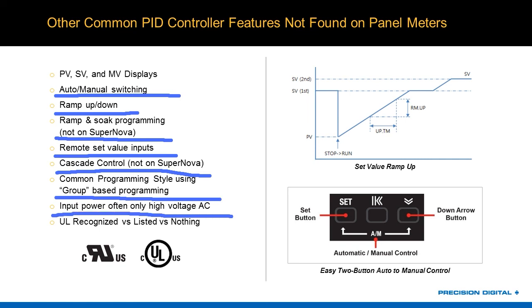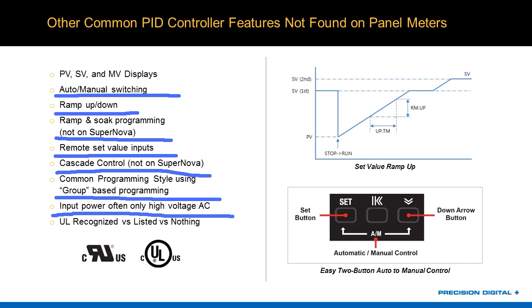Many of these PID controllers are only offered with a high voltage AC power supply input. So for example, to power a SuperNova, you have to have 120 or 240 volt AC. You don't have a 24 volt version to operate it. Some do, many do not.